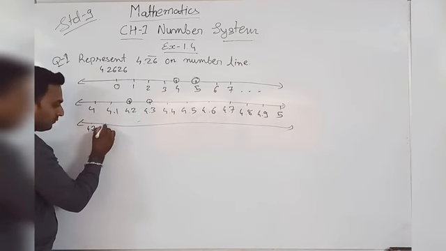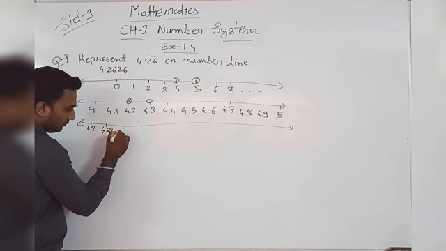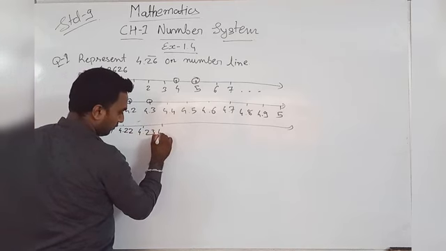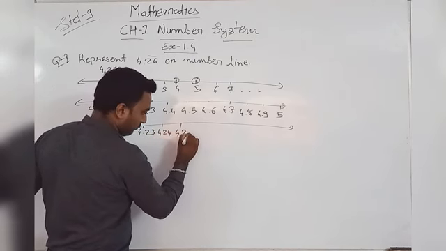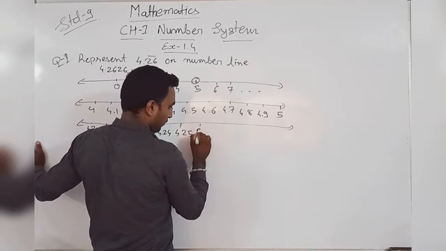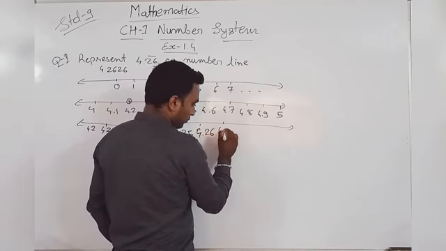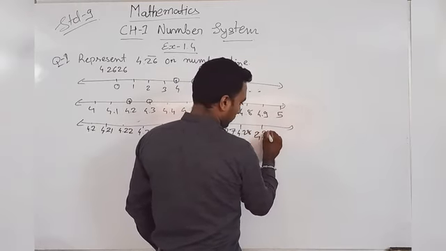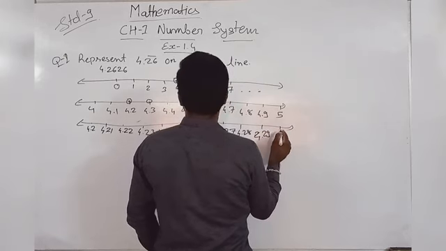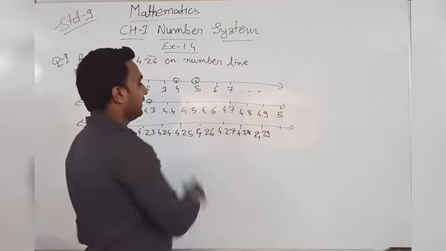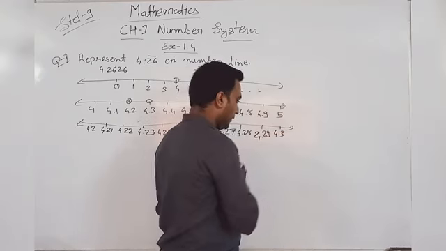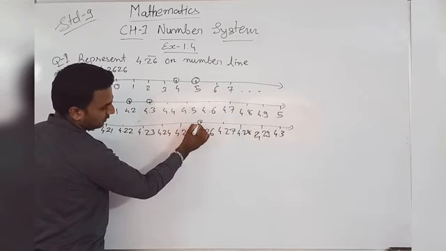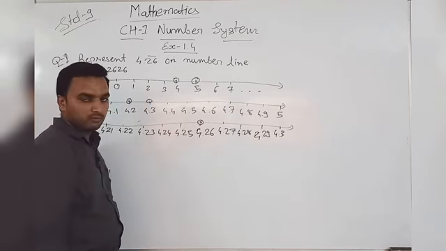Now again draw the number line and zoom in on 4.2 and 4.3. This is 4.2, 4.21, 4.22, 4.23, 4.24, 4.25, 4.26, 4.27, 4.28, 4.29 and in the last 4.3. Clear? So now we can see that 4.26 is here. This number is between 4.26 and 4.27.